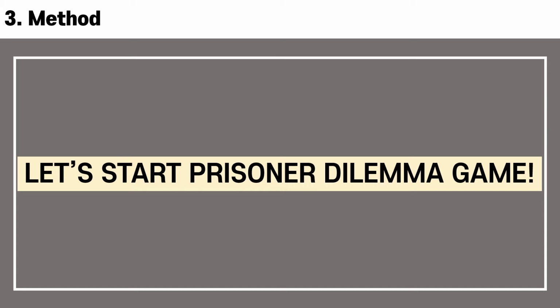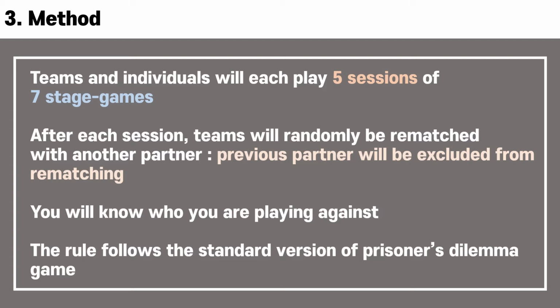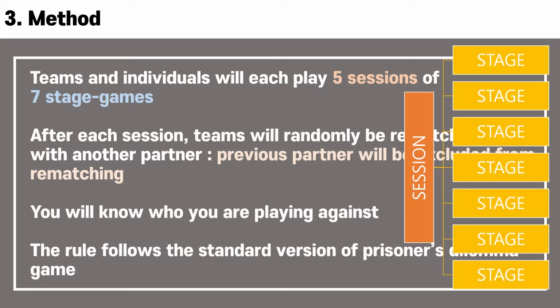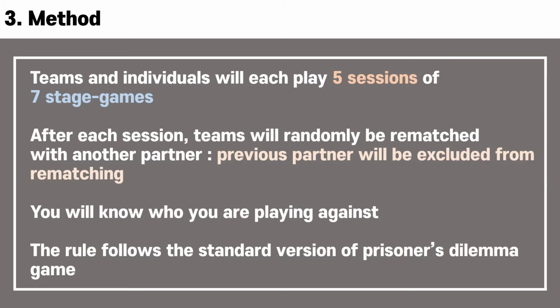Alright, let's begin the Prisoner's Dilemma game. First, we're going to have 5 sessions composed of 7 stage games for both individuals and teams. So, each session consists of 7 stage games, where one stage game is a term used for one Prisoner's Dilemma game. In Team v Team games, a team consists of yourself and a partner, where the partner will be randomly assigned.